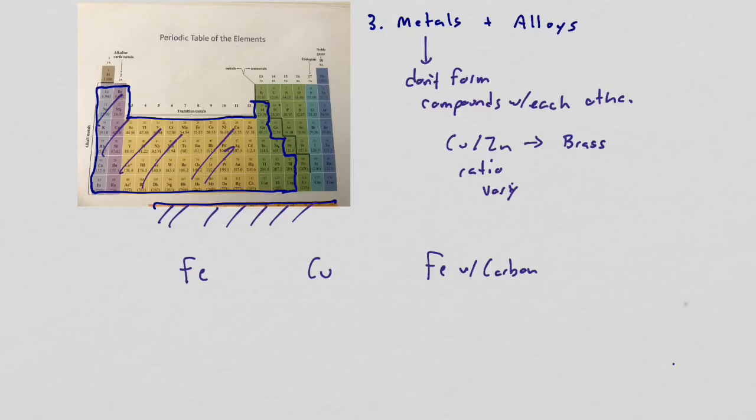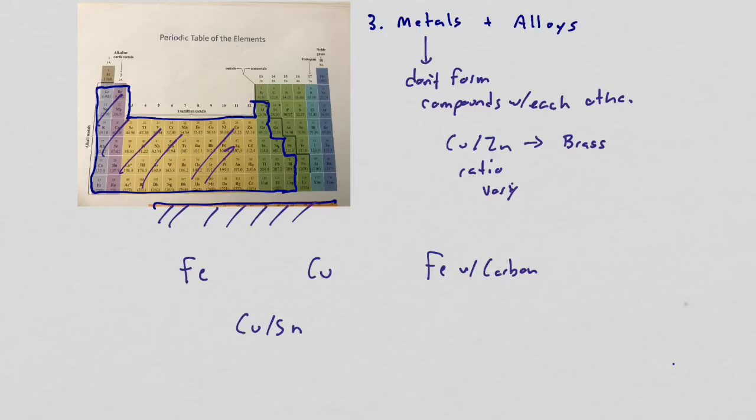Okay, you could have copper with tin. That's not brass. That's bronze, right? You have chromoly steel. It's got chromium, molybdenum, iron, and carbon. So I will get into alloys later, but metals have what's called a metallic bond. They do not form compounds, and they have very different properties from molecular things and from ionic things.